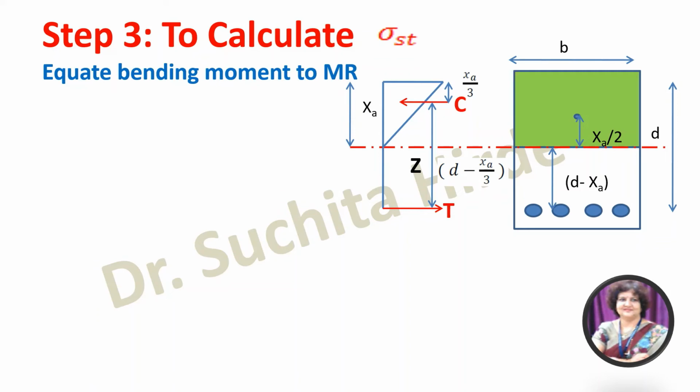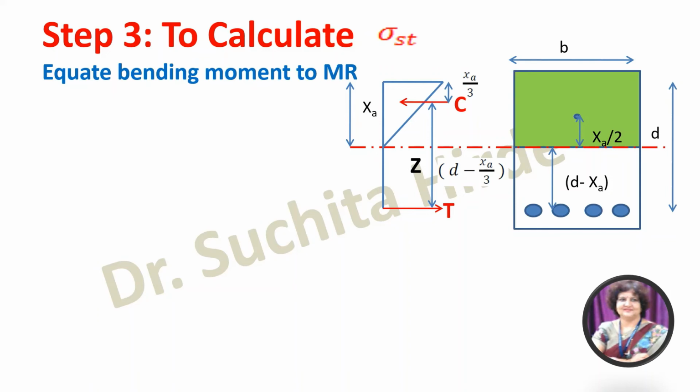Now we are equating bending moment to moment of resistance. Bending moment we have already calculated, and moment of resistance, now we will see how to calculate. Since we are calculating sigma st, we have to take moment of resistance from tension side.